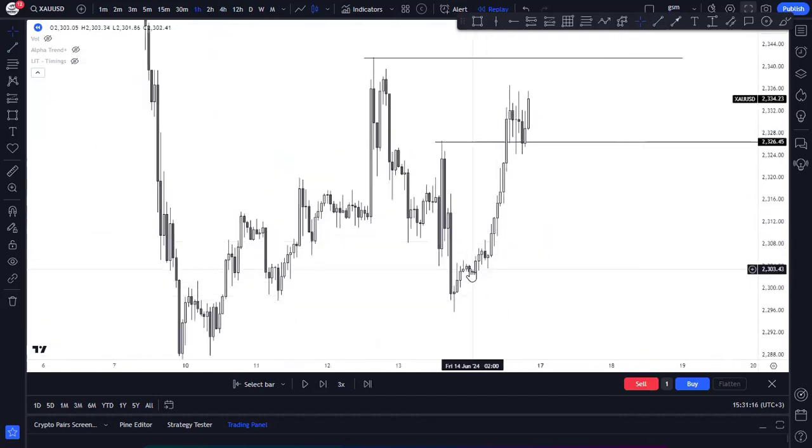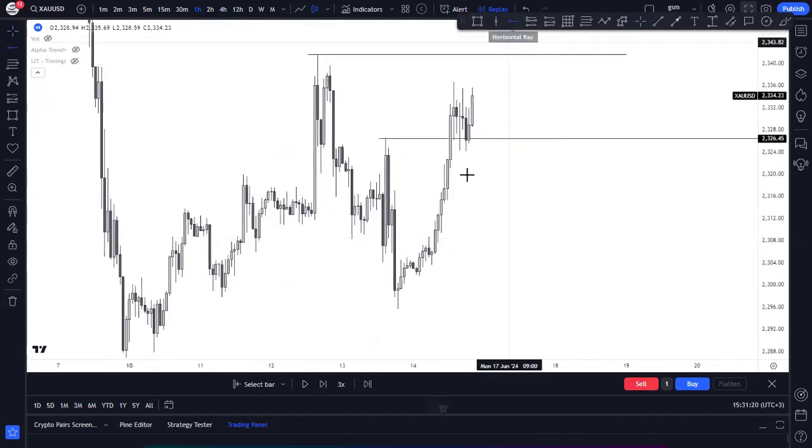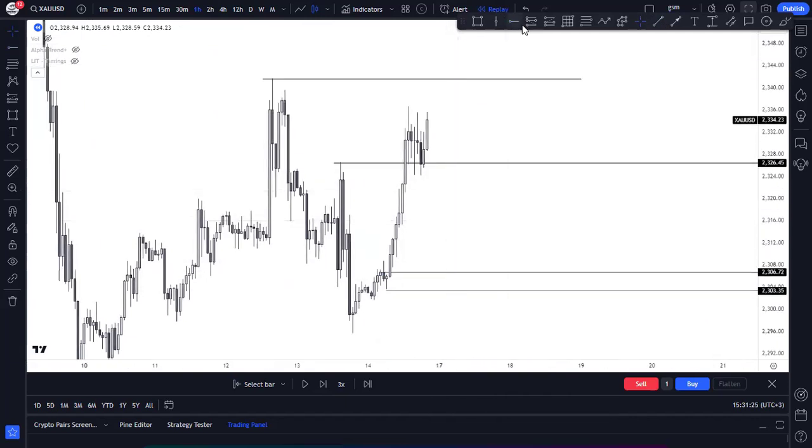On the H1, you can see we had this formation here that was consumed a little bit, and then we had another formation that has been created here. This was the formation that I used. I marked out these formations here, and then where do I target? This will be my safest target.